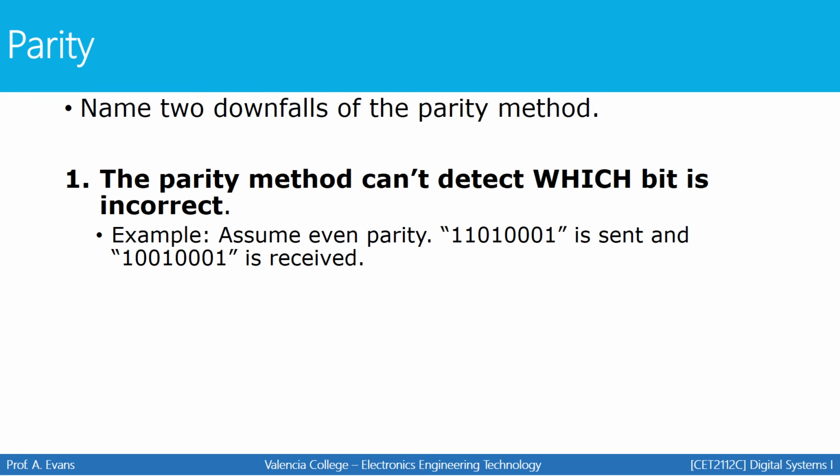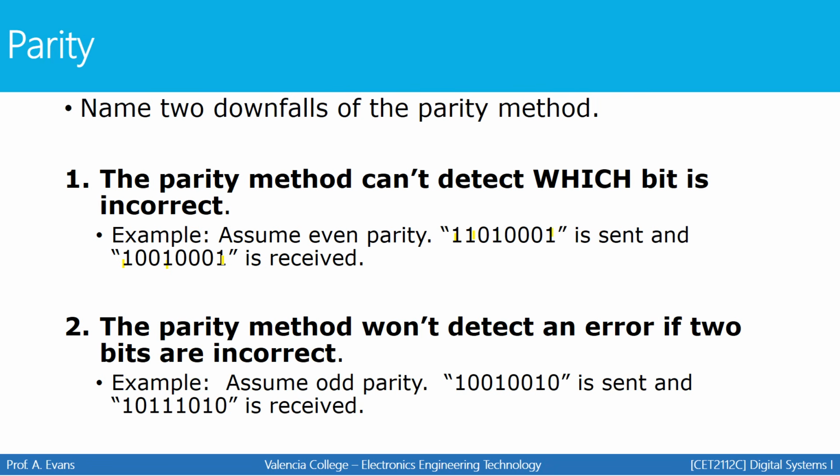So let's assume you have even parity. Here's the message that was sent. 11010001. There's 1, 2, 3, 4 ones. But the number 100100001 is received. There's only 3 ones. So because this is a system with even parity, you'll get an error message, but you have no idea which bit is wrong. And how would you go about figuring that out? So it's not very helpful in helping you to diagnose the issue. It just tells you that it exists.